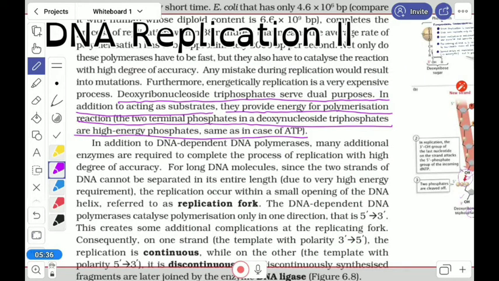In your book, see the underlined part: deoxyribonucleoside triphosphates serve dual purposes. What are the two functions? One is that they directly add these bases to make the strands. This is the first and main important function. Another function is that they provide energy for the polymerization. When the phosphate breaks, that energy is released. That energy is also required in this process, which you have to keep in mind.